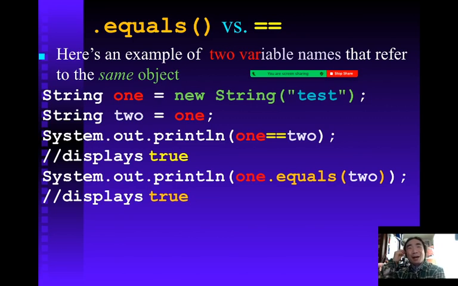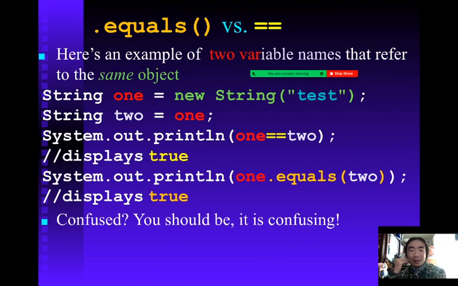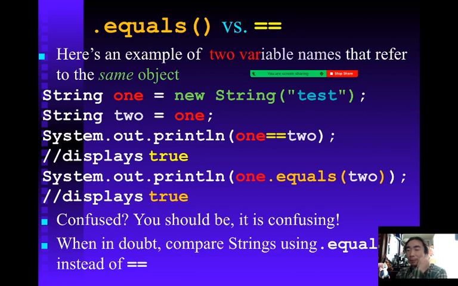Because should then the output be... Ugh, did I mess up my things? Confused? Yeah, it is confusing, right? We think it should have been false. I thought it was legitimately false too. Two different objects refer to the same value. Let's go on, right? When in doubt, compare strings using dot equals instead of double equals. Strange, right? So this is going to bother me.